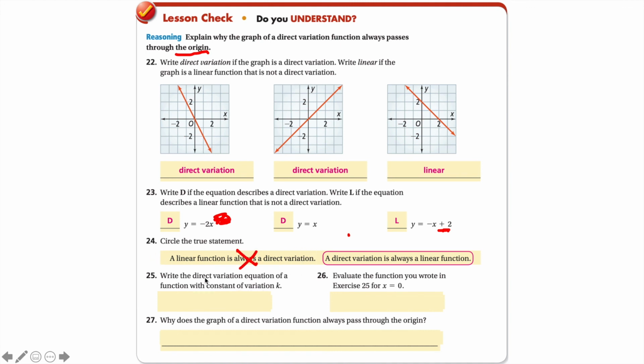The equation for the direct variation with the constant of variation k is going to look like y equals k times x. Now we must evaluate the function you wrote in exercise 25 for x equals 0. In other words, we're going to plug a 0 in for that x. And if I were to plug a 0 in for that x, you'll get y is going to equal k times 0, which means y is going to equal 0. So why does the graph of the direct variation function always pass through the origin? Because 0, 0 is always going to be the solution for y equals kx.